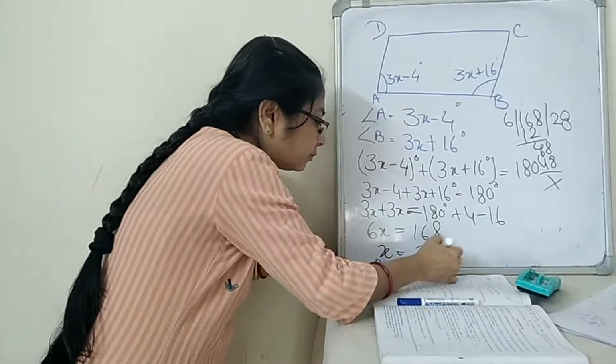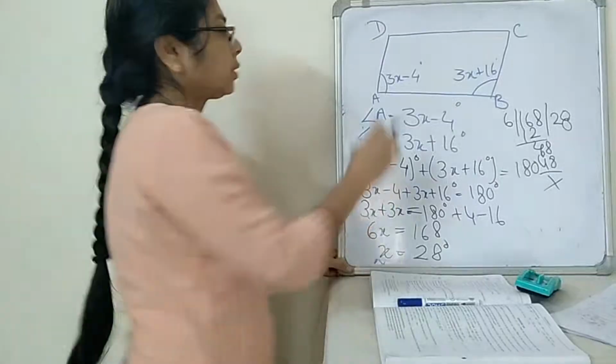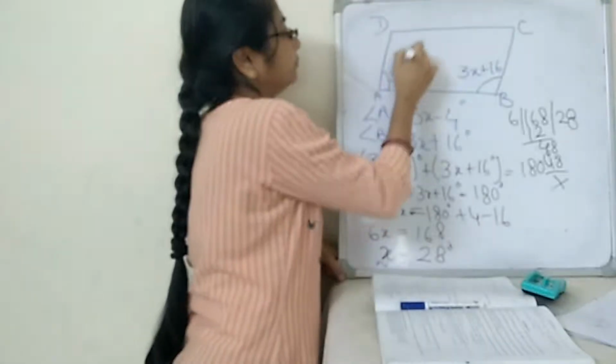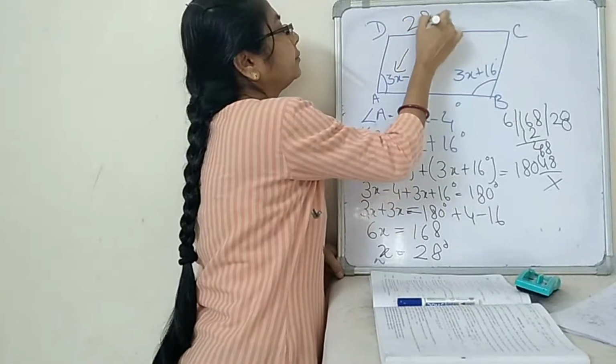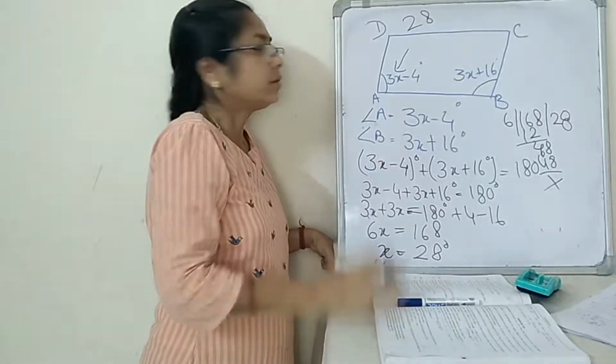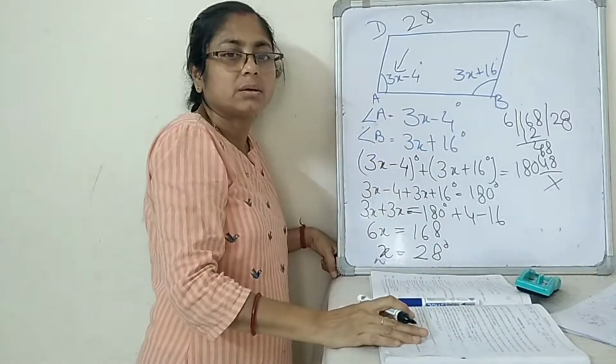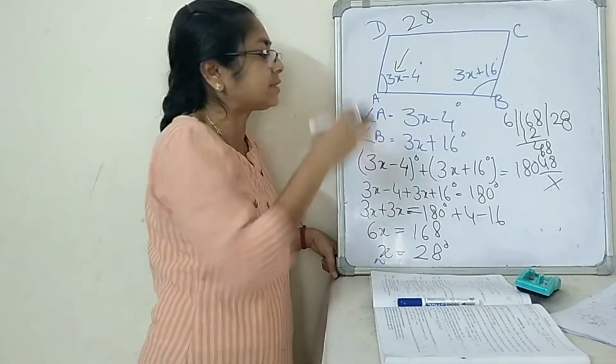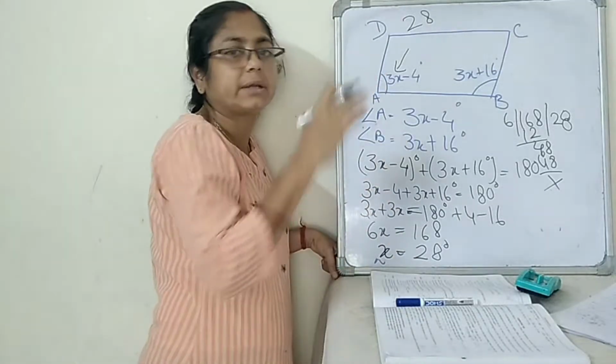Twenty-eight degrees. What is the value of x? 28. Okay. First I complete the maths. Okay, beta, you please wait 2 minutes. First I complete the maths, then I repeat it again.